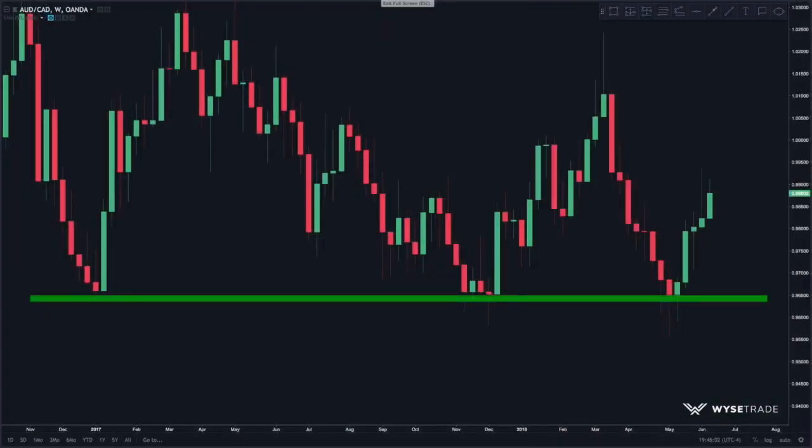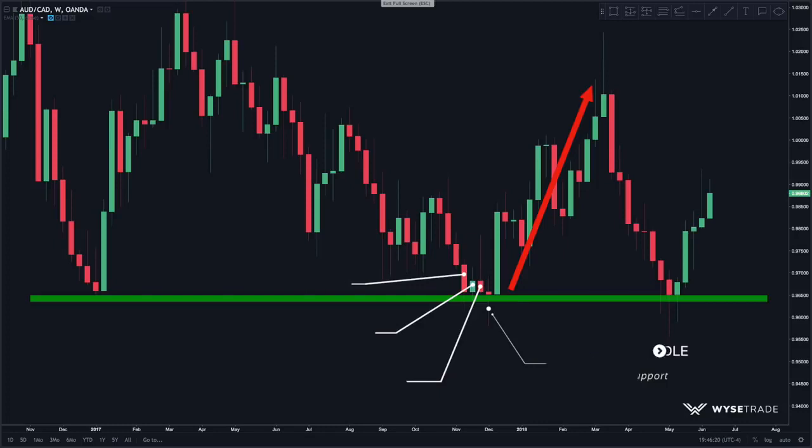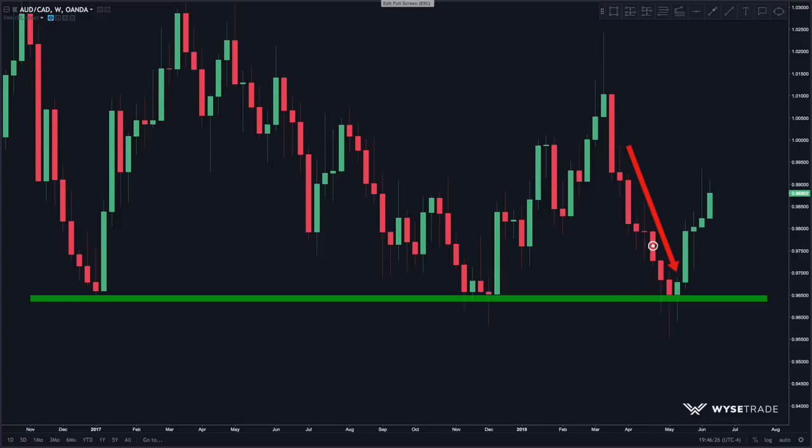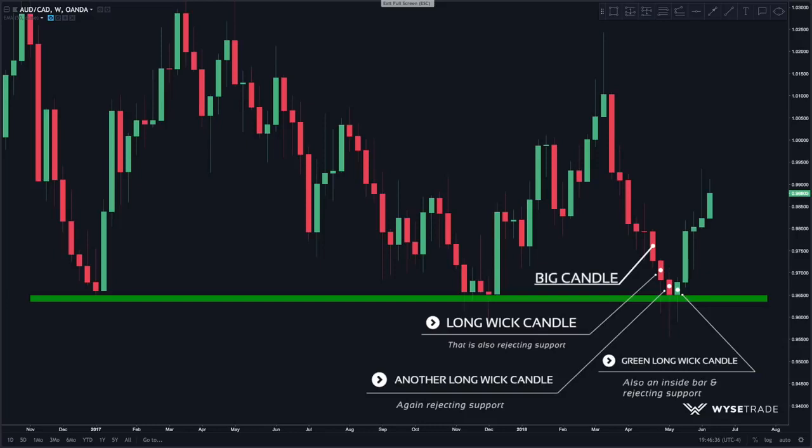Here is the Aussie CAD. We look left and have a clear level of support here. As price comes down here again, we have a big candle, a smaller green candle, a candle showing the upwards buying pressure, and then a beautiful long wick, smaller candle rejecting support before price took off upwards. This occurs again once price comes back down to this area. We have a big candle and then a smaller long wick candle rejecting support, another perfect long wick candle rejecting support, and then a perfect green inside bar long wick candle rejecting support. And then price reverses upwards.